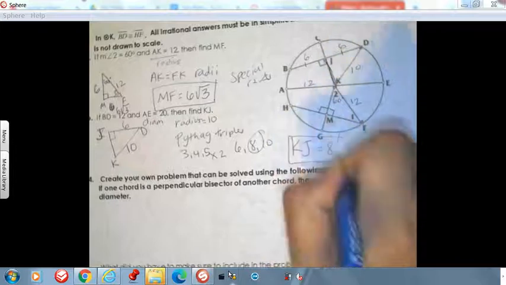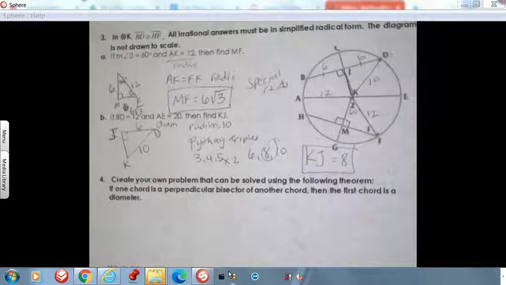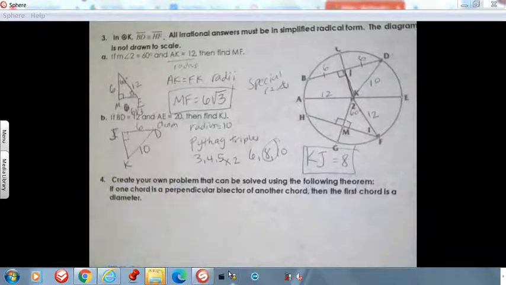Okay, so that's it for this practice on the back page of the notes. If you have questions, just bring them and we can go over them at a later time.